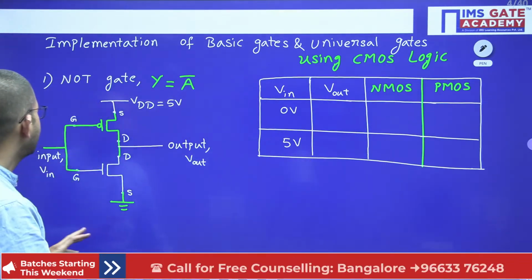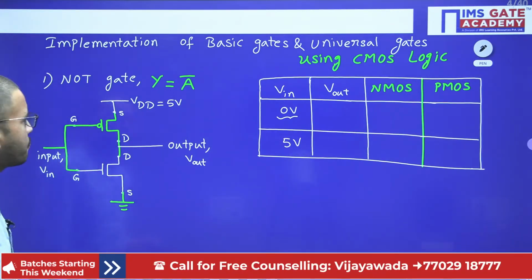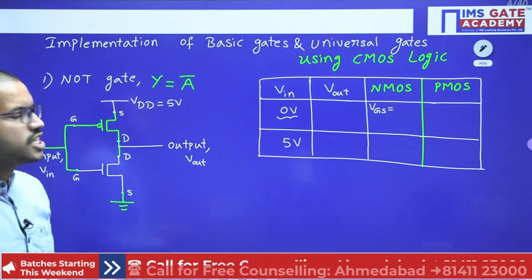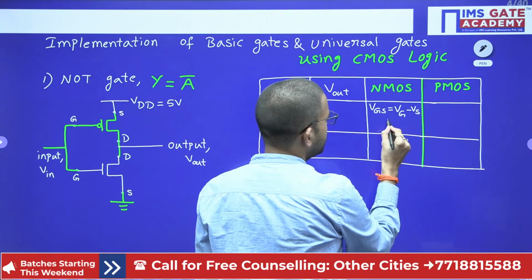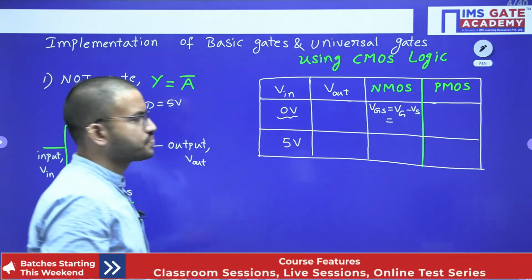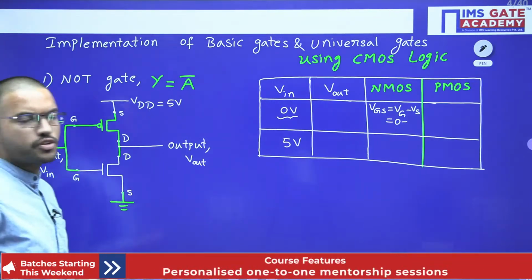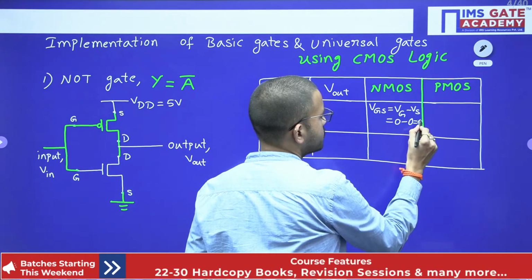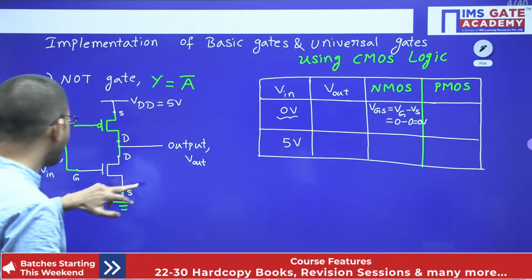Now just observe, first let us consider the input voltage as 0. VGS is nothing but VG minus VS. At the gate terminal I have given the input voltage as 0 volt, and the source voltage was already connected to ground, which means 0 volt. 0 minus 0 is 0 volt. So we are getting VGS of the NMOS transistor as 0 volt.